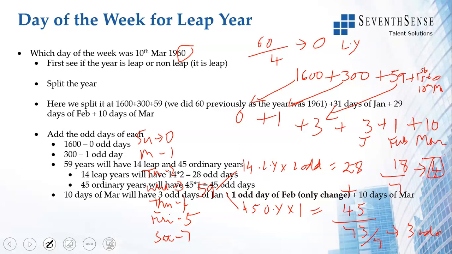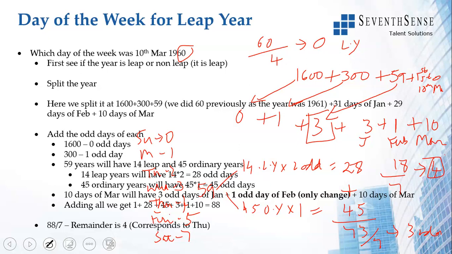That is what we have added here. And for 3 days in Jan, we add 3, 1 day in Feb, and 10 days in March. So here you got an 88 because they have taken 73 directly. We have taken the odd days and added. You will still get the same answer. 88 by 7 is also 4. And what we got was 18 by 7 is also 4.